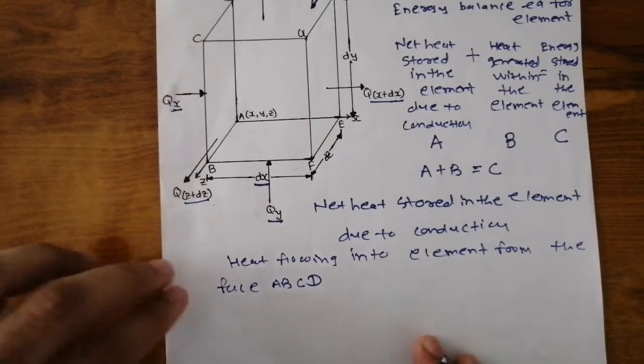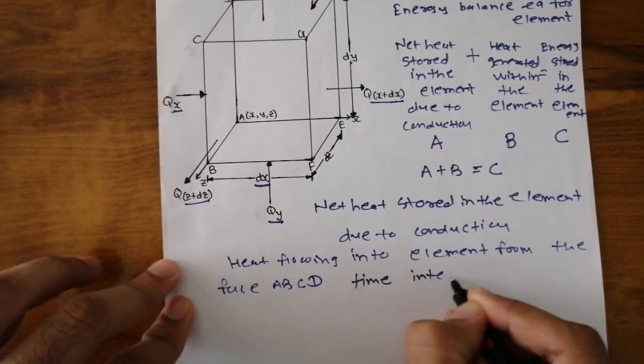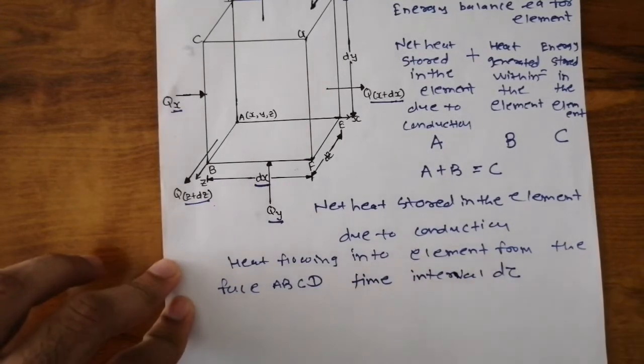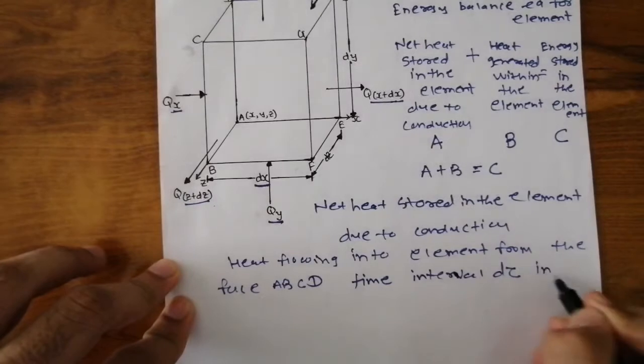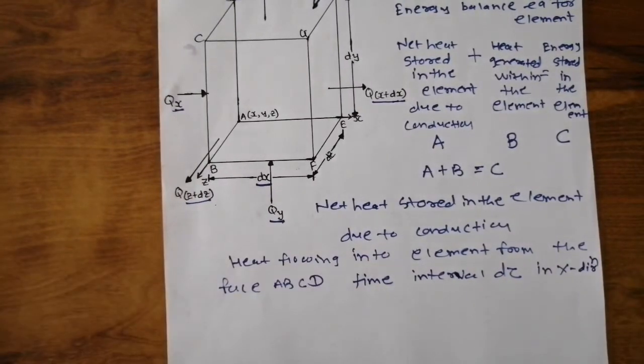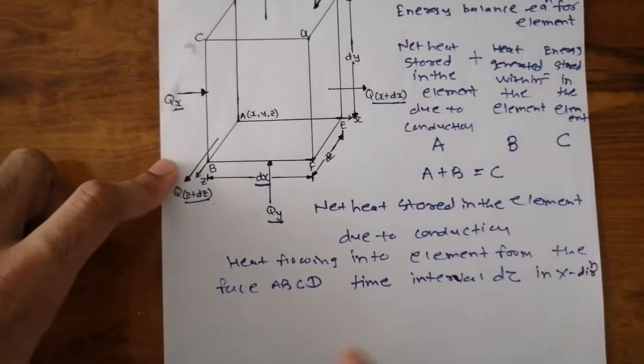So that time interval is our time interval del tau in x direction. We are just considering energy in the x direction. At that time we are just considering qx. So how will it be considered?